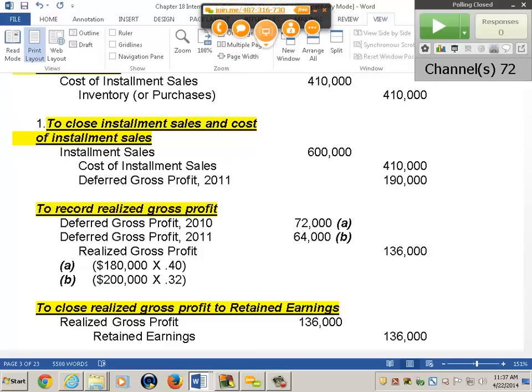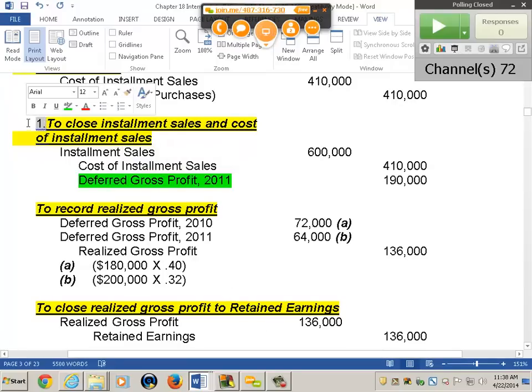Now, again, in this case, cost of goods sold, debit COGS, debit the installment sales cost at 410, credit the inventory 410. Now for the closing. The first closing entry is going to close out revenues and cost of goods sold to deferred gross profit. You don't close that out to income summary. So this is where we close out installment sales and cost of installment sales.